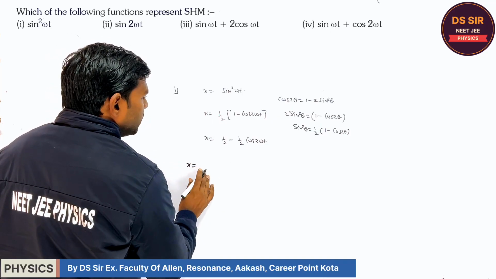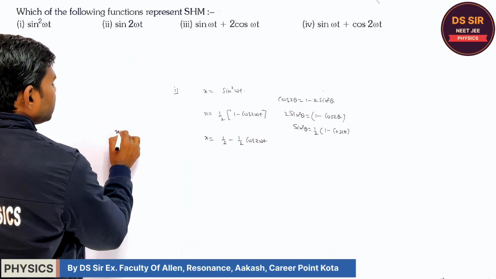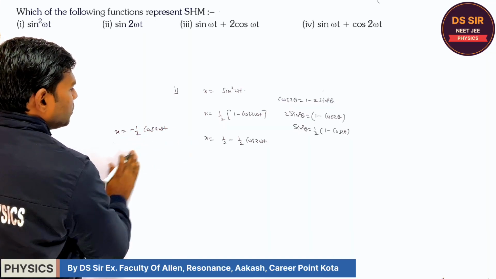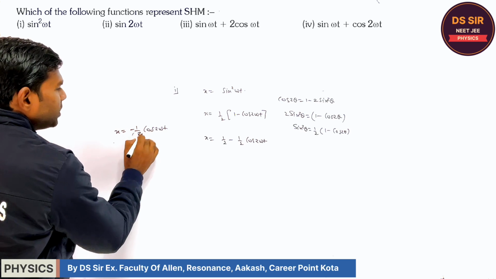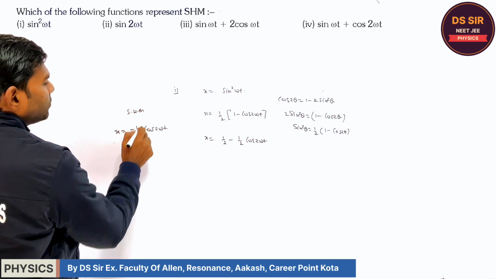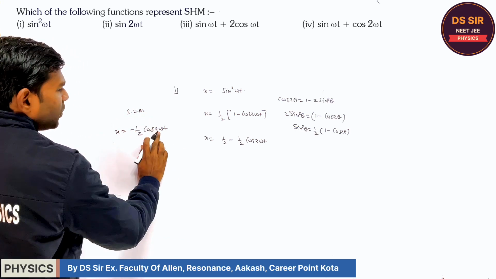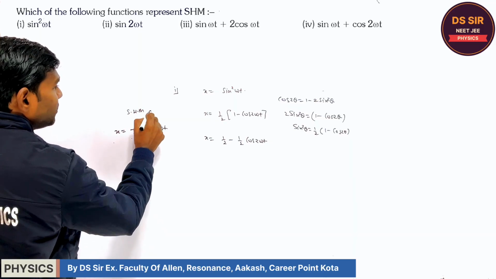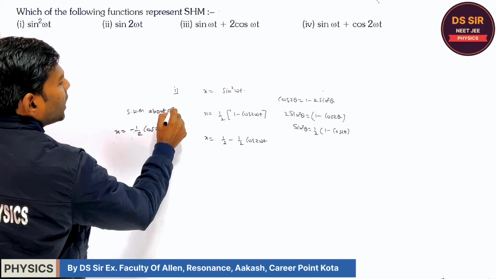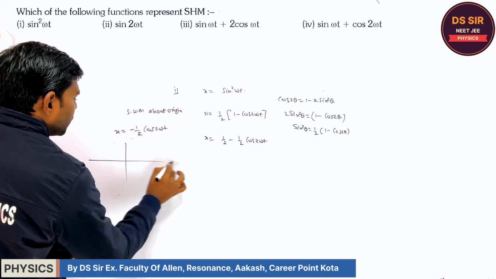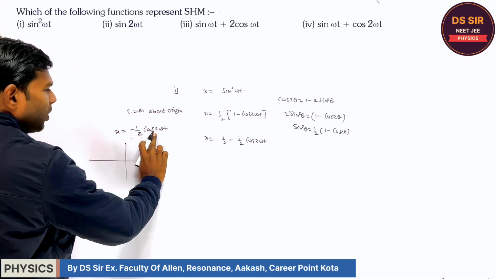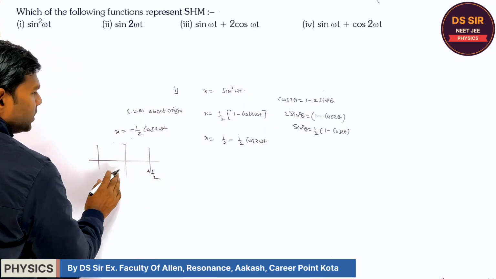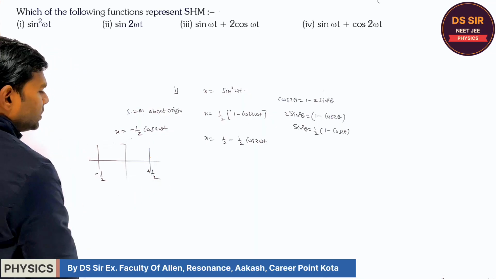Listen, if you consider x is equal to minus 1 by 2 cos 2 omega t, are you getting or not? So you tell me, is it SHM or not? Say it is SHM. No doubt it is SHM. The frequency will be double, right? So this is SHM about origin. Its maximum value is what? Say plus 1 by 2. Its minimum value is what? Say minus 1 by 2. Is it clear or not?